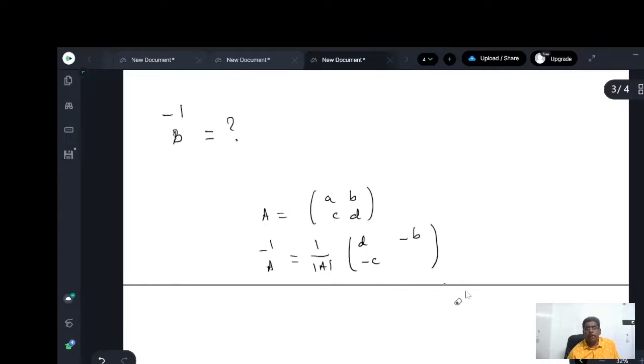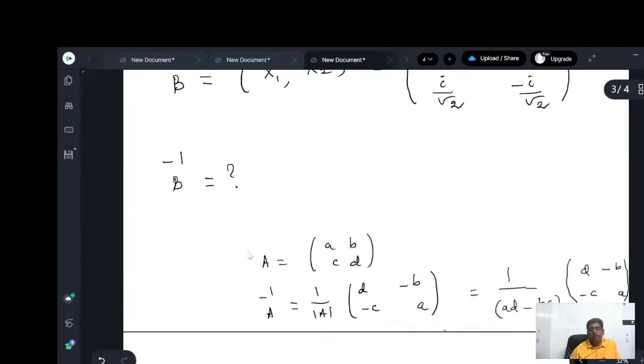Just you have to write the a here. See this operation: these two elements are interchanged, d, a. Then the signs of these two elements are changed, minus b, minus c. 1 divided by modulus of A. Modulus of A is actually ad minus bc. Then this is our modulus of A into [d, minus b; minus c, a]. This is A inverse. Using this formula, we have to find out the value of B inverse.